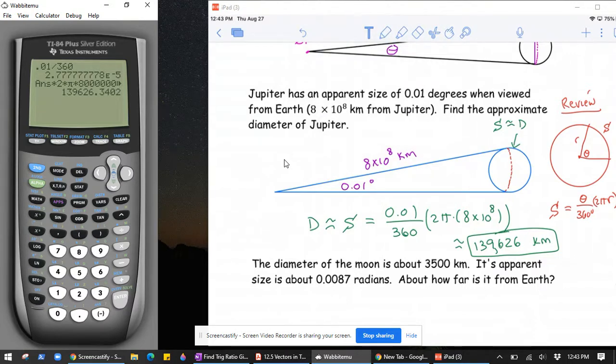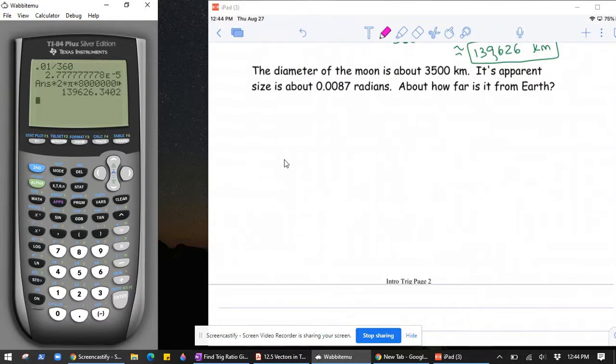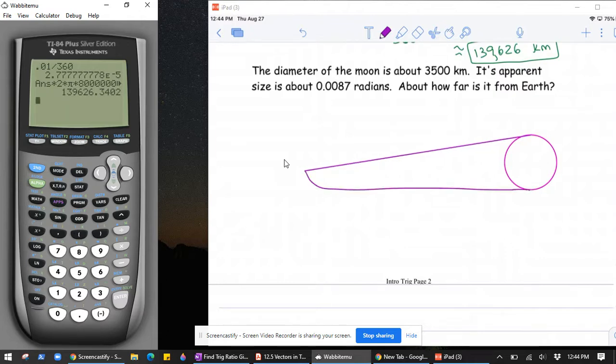Let's try another one that's a little different but related. Let's say we know the diameter of the moon is 3,500 kilometers. Its apparent size is 0.0087 radians. A radian is just another way of measuring angle, as opposed to degrees. How far is it from the Earth? So the apparent size is the angle our eye is recording. This time it's in radians, and I'll point out in a second what that means.